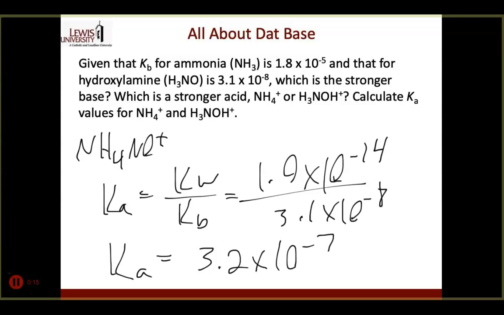So the Ka value here is larger, which means that H4NO plus is the stronger acid. So if we're comparing two things here, we could say ammonia, NH3, is a stronger base, which means that it has a weaker conjugate acid. Hydroxylamine is the weaker base, which means its conjugate acid should be stronger.